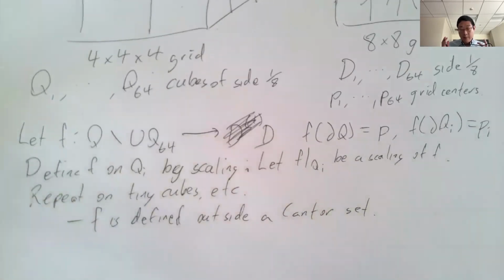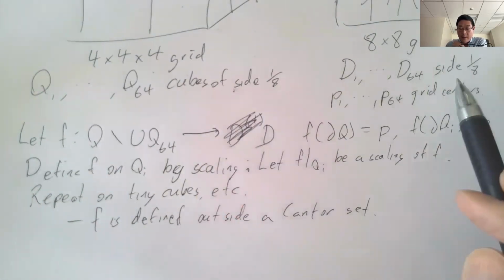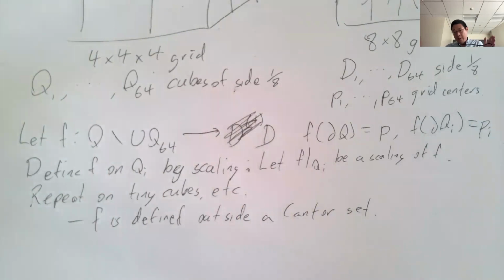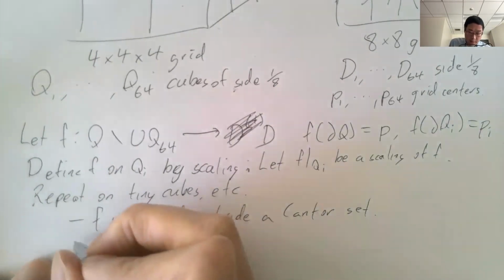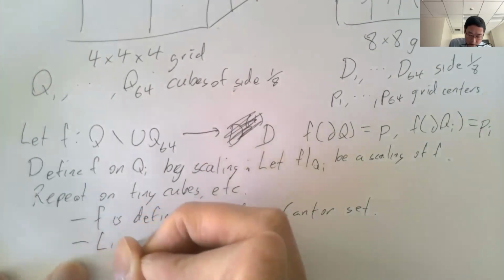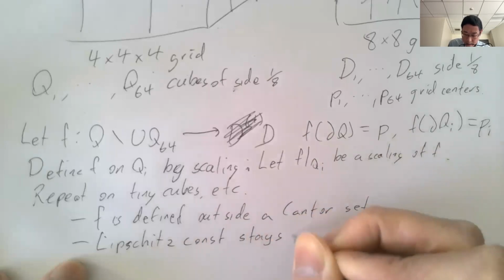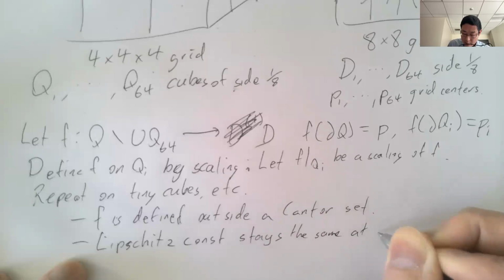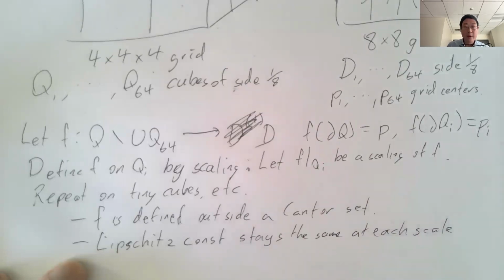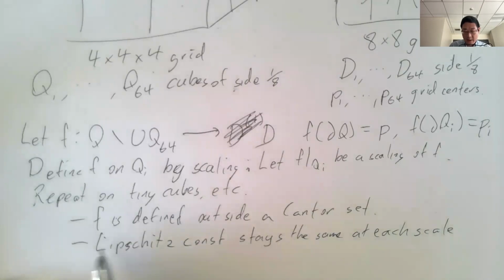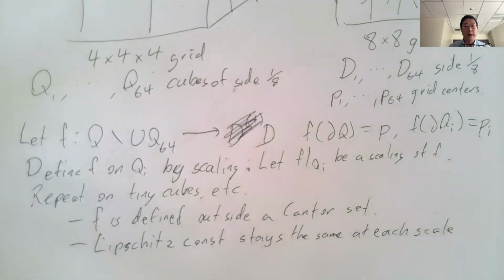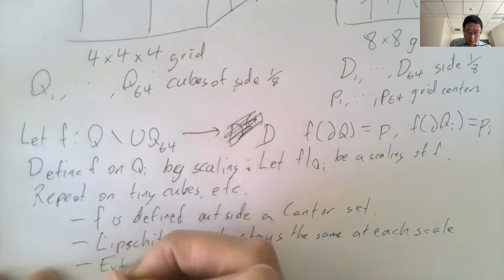And furthermore, because of the way that we chose our cubes, because the sizes of our cubes all had side 1/8, our squares all had side 1/8. So when we do this rescaling, we're rescaling the domain by a factor of 8, we're rescaling the target by a factor of 8. And so the Lipschitz constant stays the same at each scale. And so F is defined outside a Cantor set, and it's Lipschitz outside that Cantor set. So we extend F by continuity.